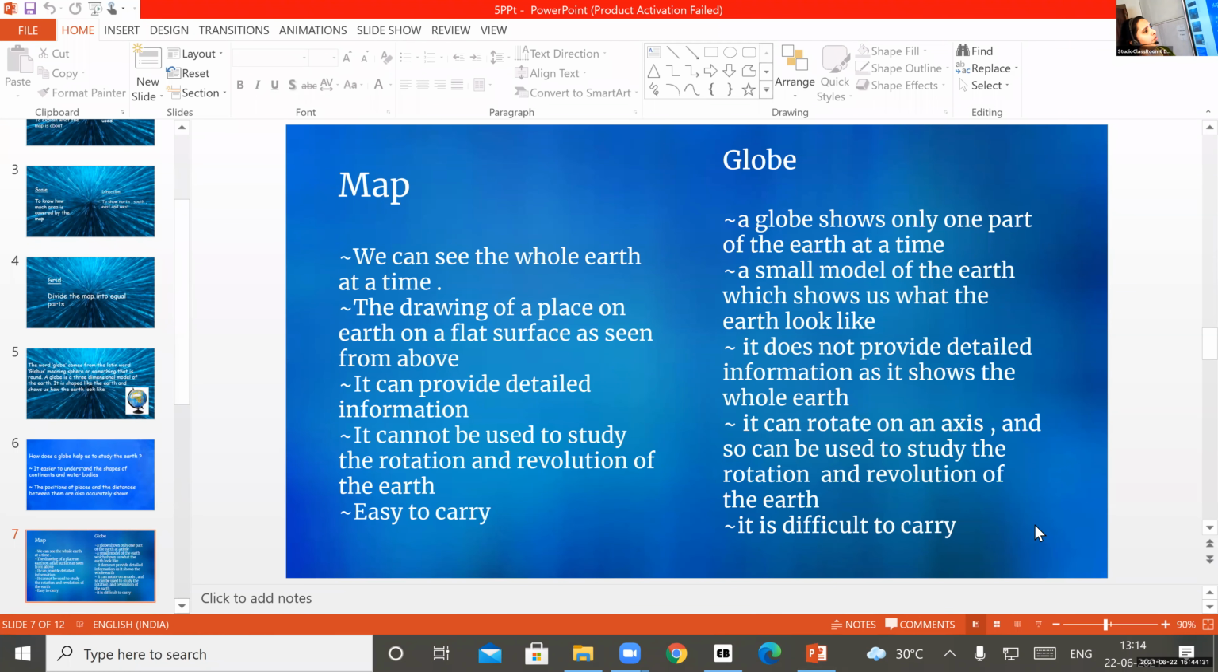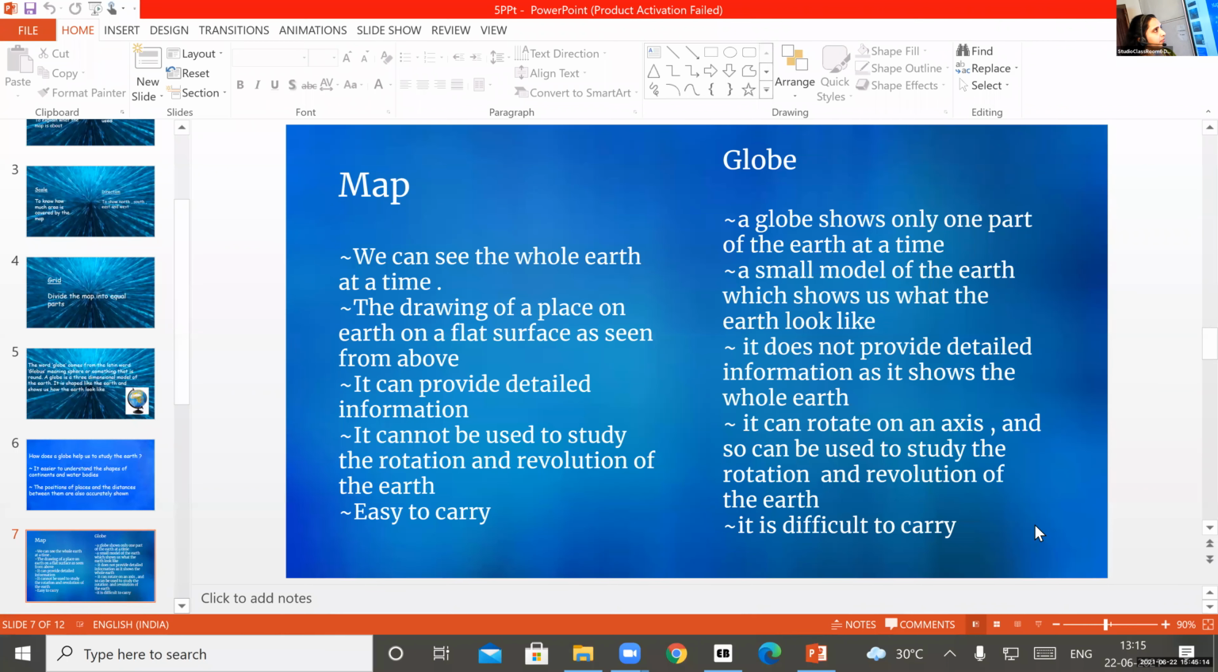A globe shows only one part of the earth at a time, while on a map we can see the whole earth at a time. The globe is a small model of the earth, which shows us what the earth looked like. It does not provide detailed information as it shows the whole earth. A globe can rotate on an axis and so can be used to study the rotation and revolution of the earth. And it is difficult to carry.